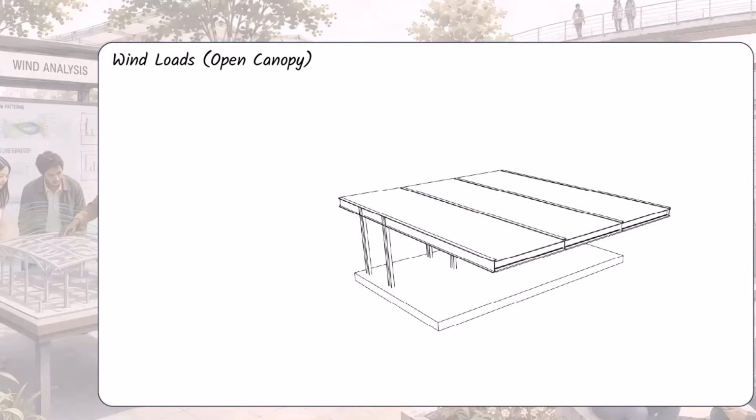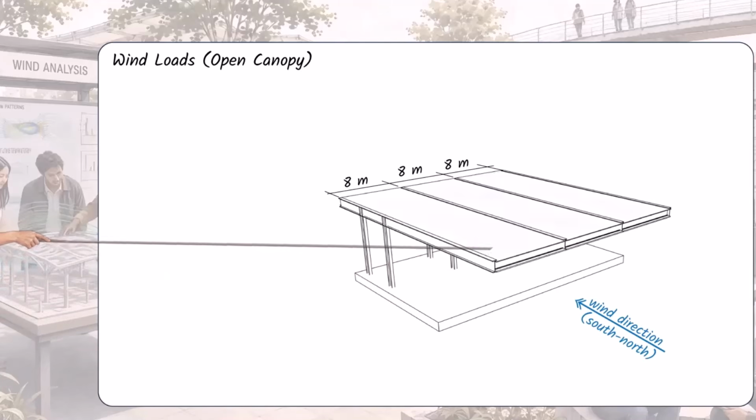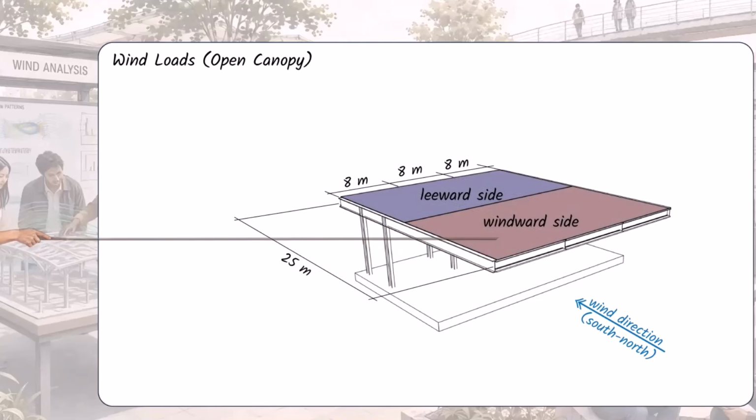Here is a three-dimensional view of an open segment of the bus terminal. The roof of this segment is supported by 4 frames, spaced 8 meters apart. For wind blowing from south to north, this is the windward side of the roof, and this is the leeward side. Each side represents half of the roof area. Since the roof is 25 meters wide in the direction of the wind, each side is 12.5 meters wide.